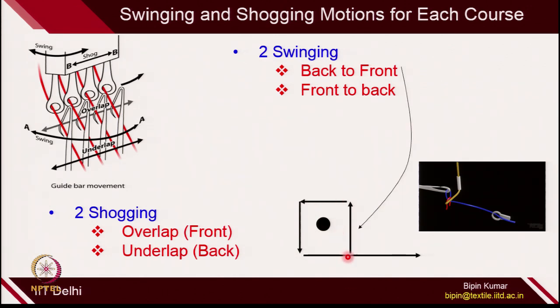Here you can see the guide bar is standing at the back of the needle, and it is moving from the back side to the front side. So, this is the swinging motion. You can follow the arrow. The other swinging motion is when the guide bar is moving from the front side of the needle to the back side.